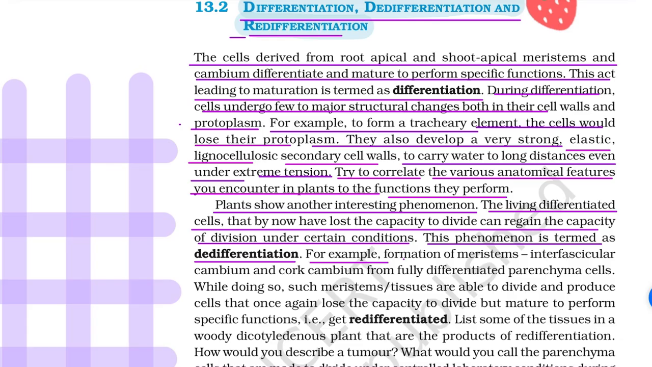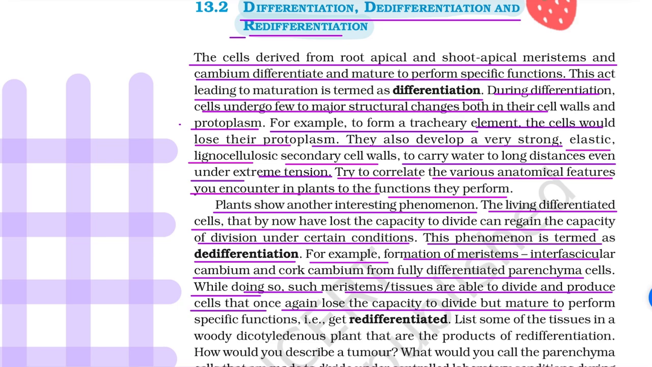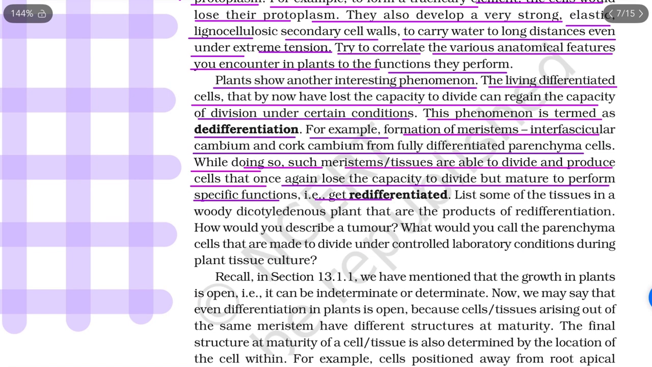For example, formation of meristems, interfascicular cambium and cork cambium from fully differentiated parenchyma cells. However, while doing so, such meristems or tissues are able to divide and produce cells that once again lose the capacity to divide but mature to perform specific functions. It means they get redifferentiated. List some of the tissues in a woody dicotyledonous plant that are products of redifferentiation. How would you describe a tumor?